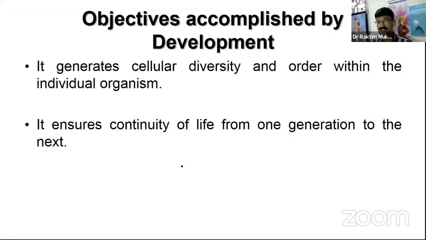Now we come to the objectives accomplished by development. Some of the objectives accomplished by development are: the first one, it generates cellular diversity and order within the individual organisms. Second, it ensures continuity of life from one generation to the next generation. Those are some of the objectives accomplished by development.